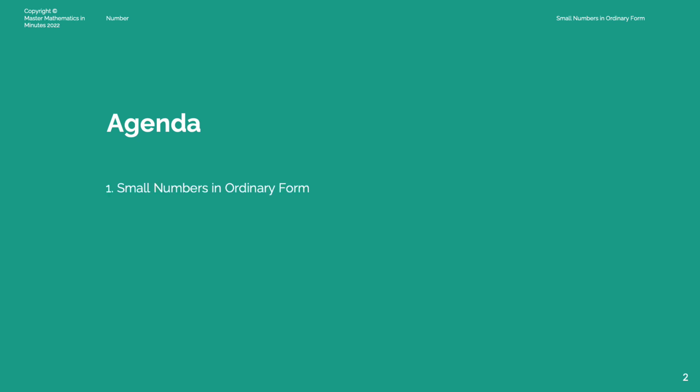Today's topic is about small numbers in ordinary form, and we'll cover a couple examples on how to write small numbers in ordinary form. And we will conclude the topic with a summary.